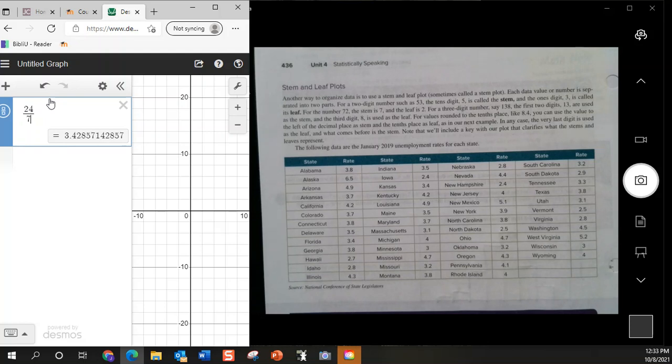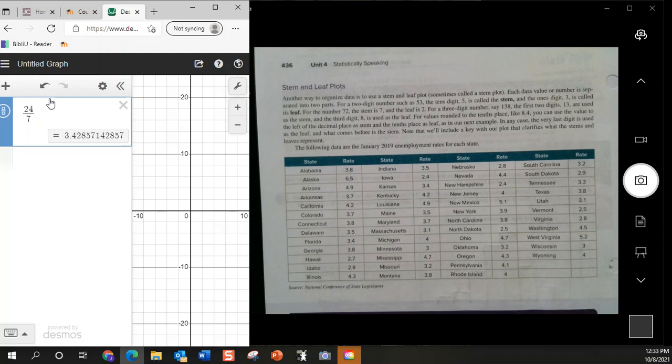For values rounded to the tenths place, like 8.4, you can use the value to the left of the decimal place as stem and the tenths place as leaf, as in our next example. In any case, the very last digit is used as the leaf and what comes before as the stem. Note that we'll include a key with our plot that clarifies what the stems and leaves represent. The following data are the January 2019 unemployment rates for each state.